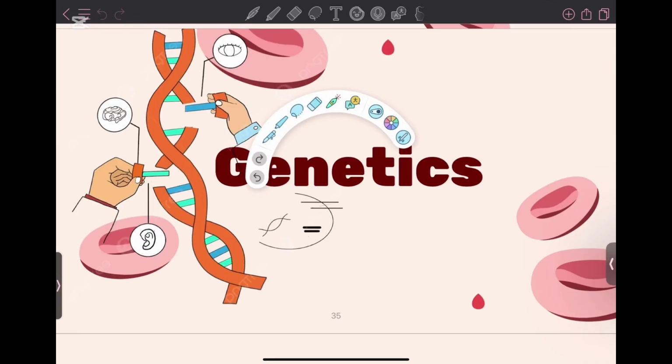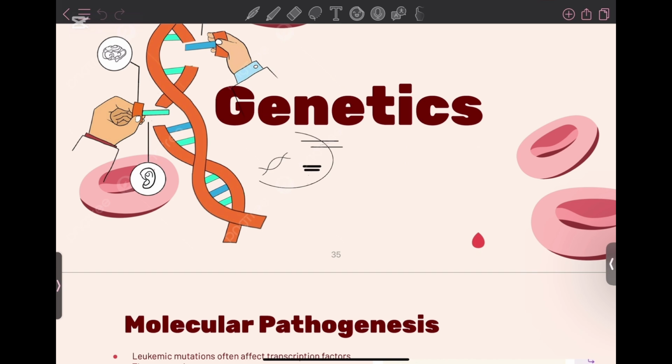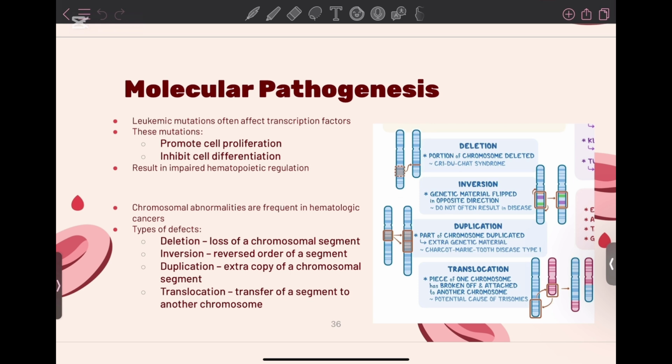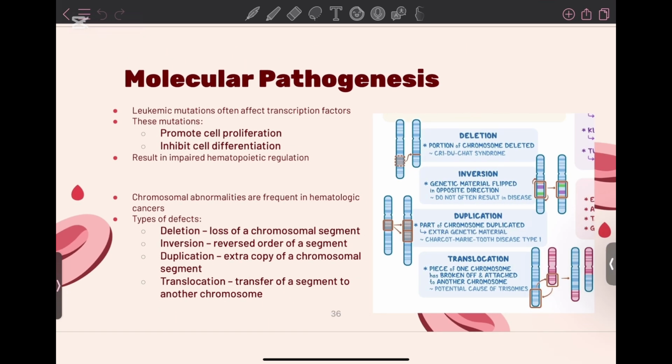Okay, now continuing off with genetics, I'm Reem, and I'm going to continue with the revision of week 2. So basically we're going to start with the molecular pathogenesis. Leukemic mutations are often going to affect the transcription factor. We always know that any disease might have a genetic factor and may have environmental factors. When it comes to leukemia, genetic mutations are very important because the majority of the time they're the cause.